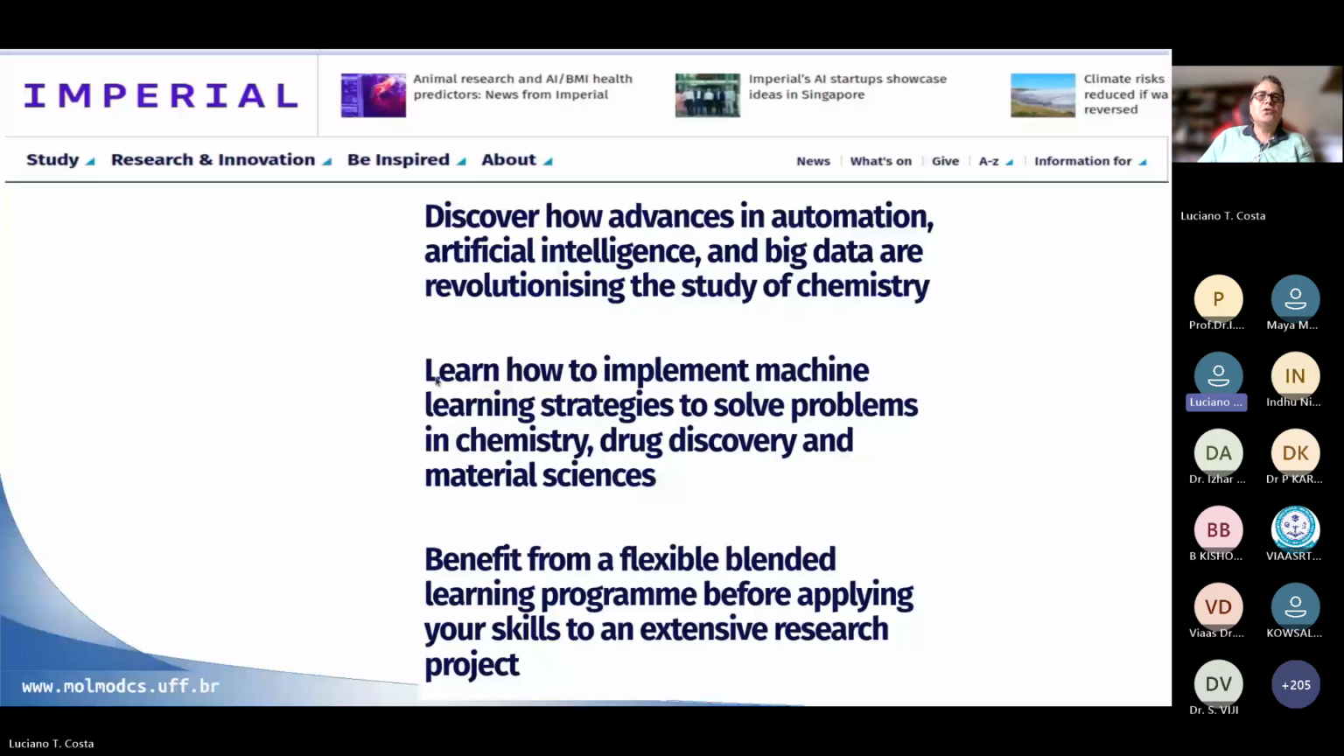Discover how advances in automation, artificial intelligence, and big data are revolutionizing the study of chemistry. Learn how to implement machine learning strategies to solve problems in chemistry, drug discovery, and material science, and benefit from a flexible blended learning program before applying your skills in extensive research projects.